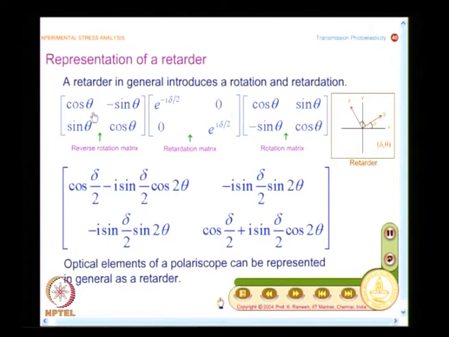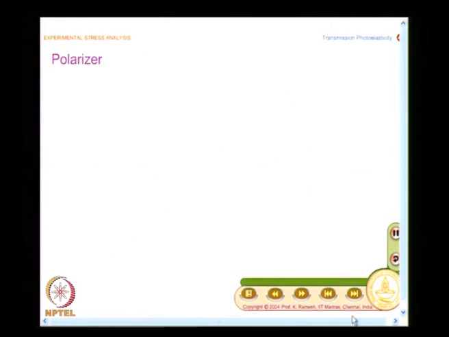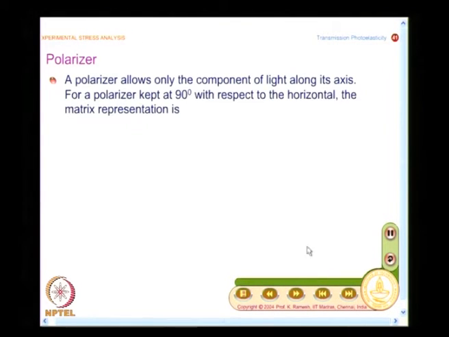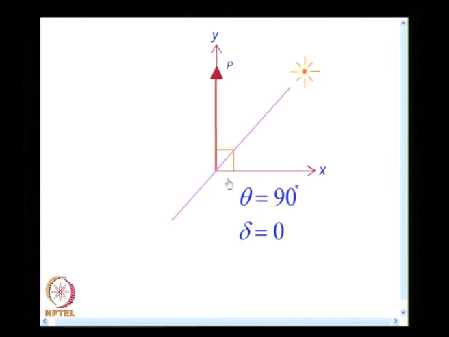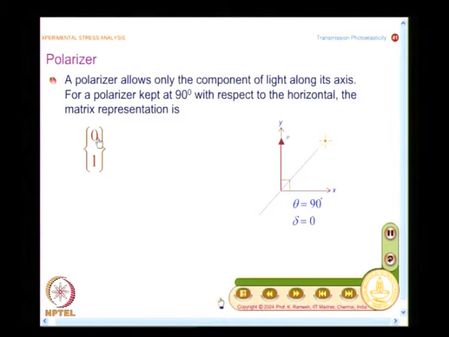Then we do a reverse rotation. First we will take a very simple optical element like a polarizer, wherein there is no great mathematics involved; it is only a representation for convenience. And what I have here is a simple polarizer. I can say that theta equal to 90 degrees and delta equal to 0. I do not even have to go for a matrix representation, I can simply represent this as a vector. I send only a component of light along the y axis is what my vector should say, and that is easily represented by 0, 1.